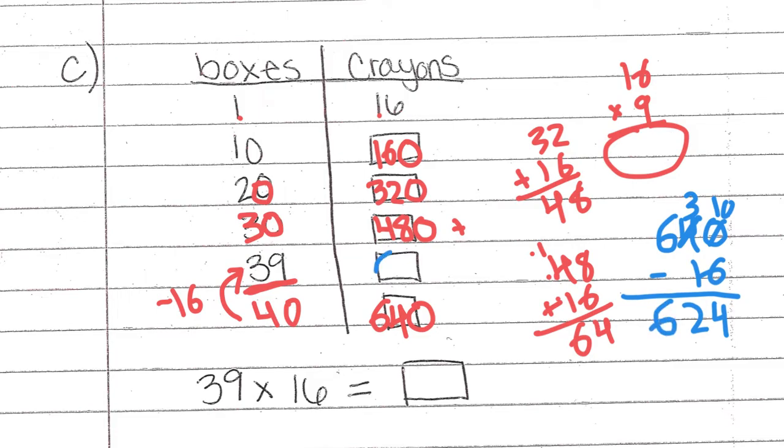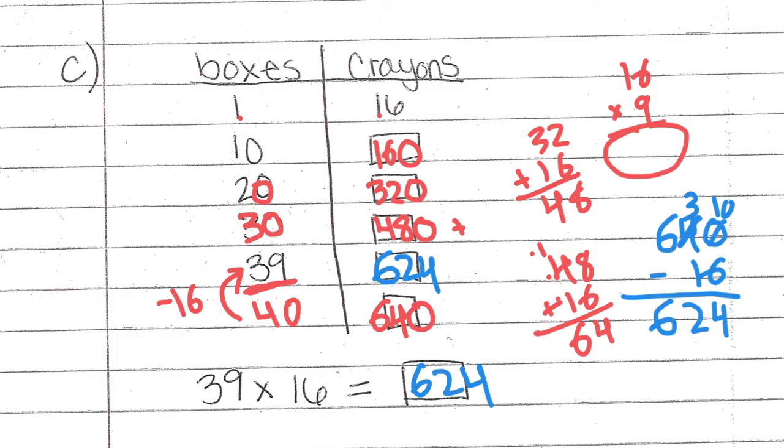So I know that 624 is what you get when you multiply 16 times 39. And you can place that in the box. Oops, it would be helpful if I wrote what I said I was going to write. Okay, ratio tables. They can be so helpful.